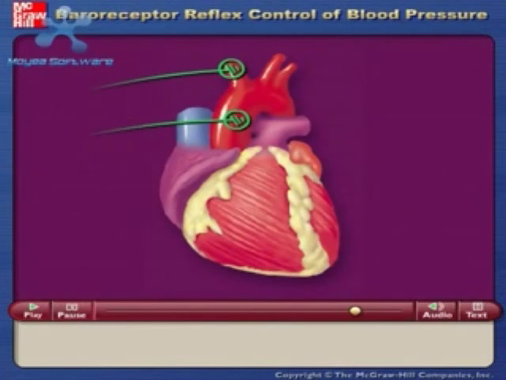If the initial problem were a decrease in blood pressure, the activities and effects of the baroreceptors, cardiovascular center, and vasomotor center would be the opposite of what is illustrated.